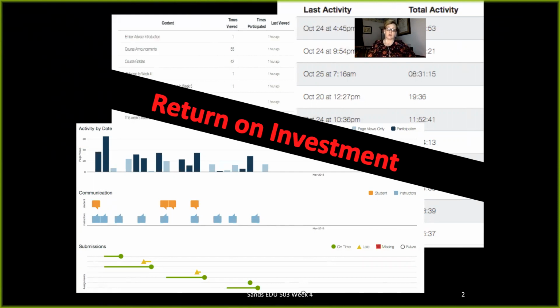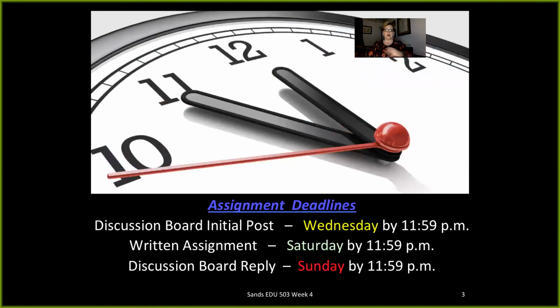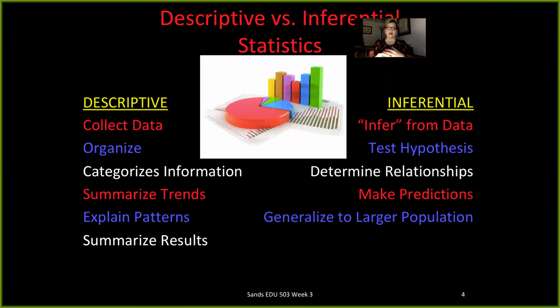It is an online course, and a lot of what we do is independently paced. However, the interaction between you and the other students and you and me is very important for the growth process. The discussion board initial posts are due on Wednesday, the written assignments are due on Saturday, and the discussion board replies are due on Sunday. Now, this week, your second submission is due for your research problem. And I just wanted to scroll through some of these slides that you've probably already seen.